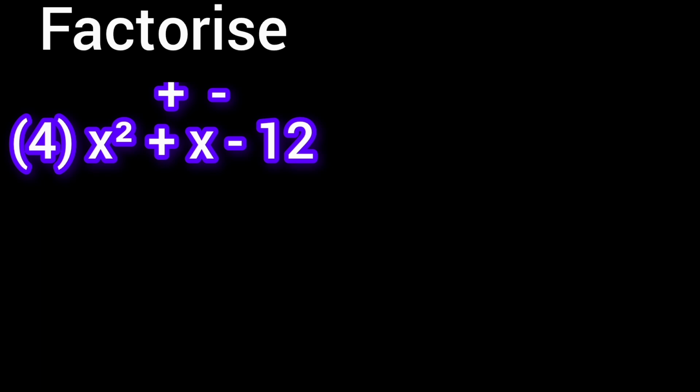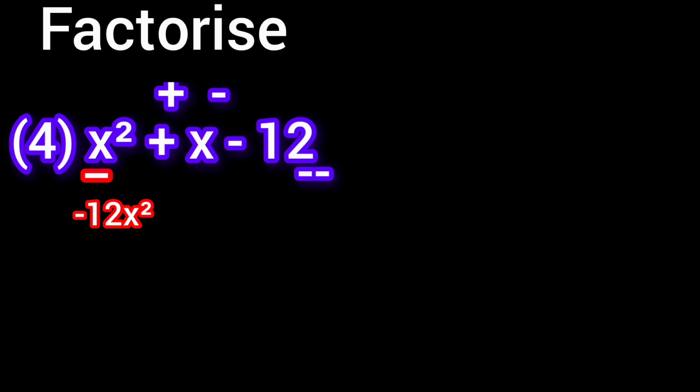Question number 4. We are asked to factorize x squared plus x minus 12. The first thing we have to do is to multiply the first term by the last term. The first term is x squared and the last term is minus 12. So x squared times minus 12 is going to give us minus 12x squared. From there, we look for the factors of minus 12x squared, those two numbers that when we multiply them give minus 12x squared, and when we add or subtract them, we are going to have plus x.